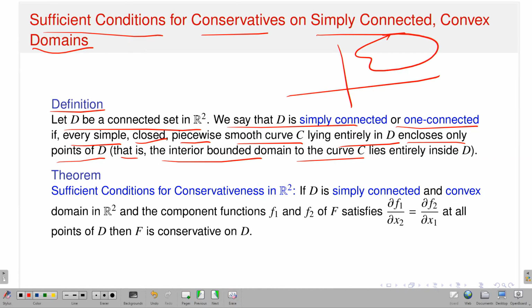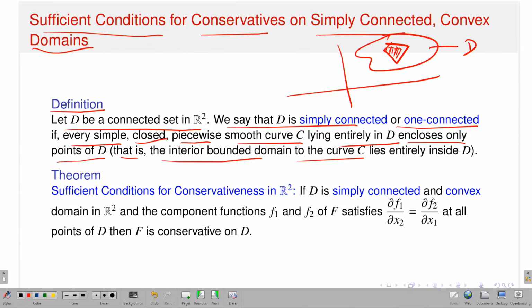Yes, because if I take every simple closed piecewise smooth curve, that means if I take this kind of curve, so this is my domain D. It says lying entirely, of course, it is lying entirely in D, and it encloses only points of D. So, what are the points enclosed by this smooth curve? These are the points, and this is fully inside D. So, therefore, this kind of domain is called simply connected or one connected.